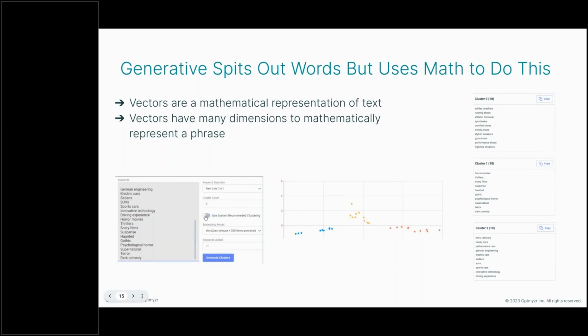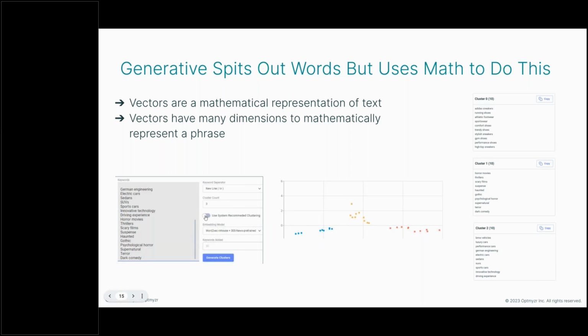Now, the other thing, I made a point here that generative AI spits out words and it uses math to do this. And for a long time, Google's been talking about semantic search, and how SEO is becoming more semantic. It's about understanding the meaning of words. I kind of understood the principle of that, but really until I started playing with GPT, that's when it opened my eyes to how that really works. And it's about vectors. So vectors are basically mathematical representations of text, and they can have many dimensions to mathematically represent a phrase. So you can see some examples on there.